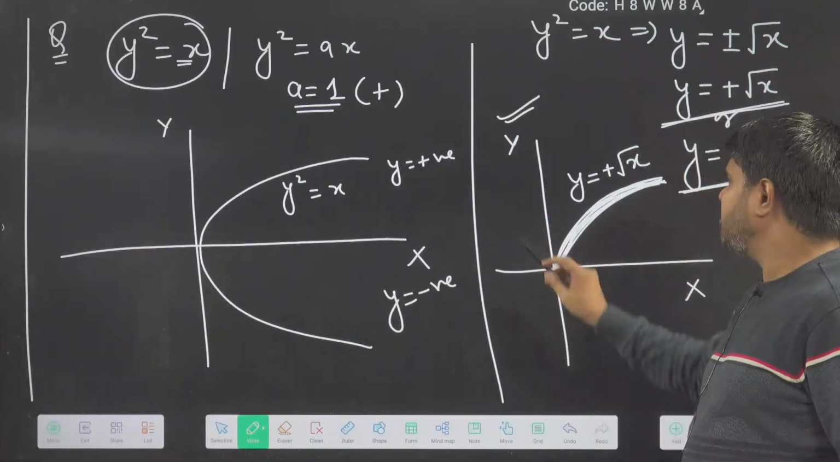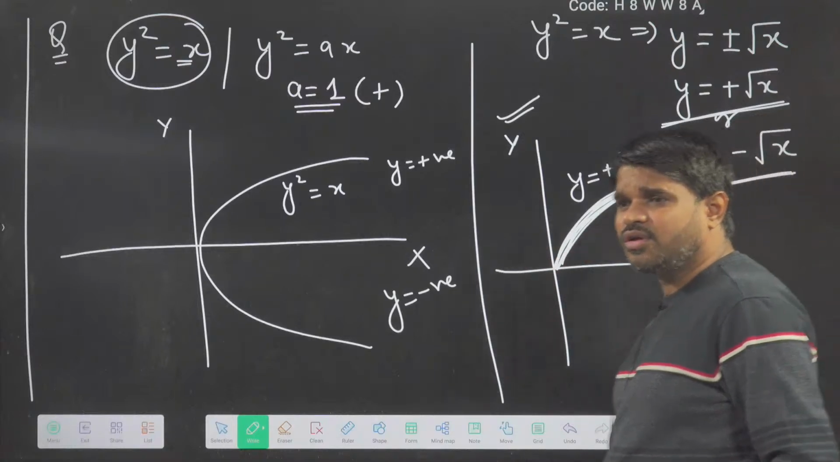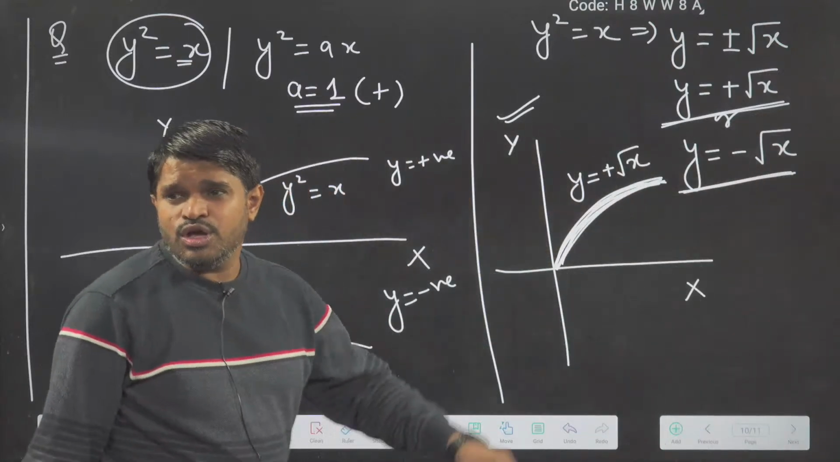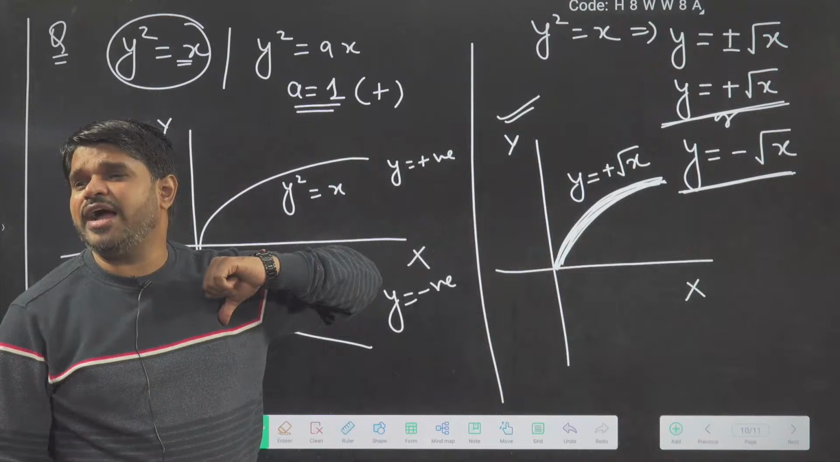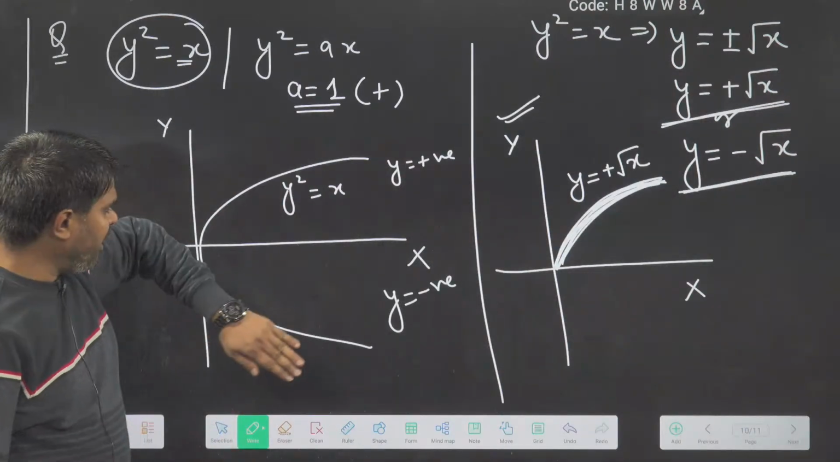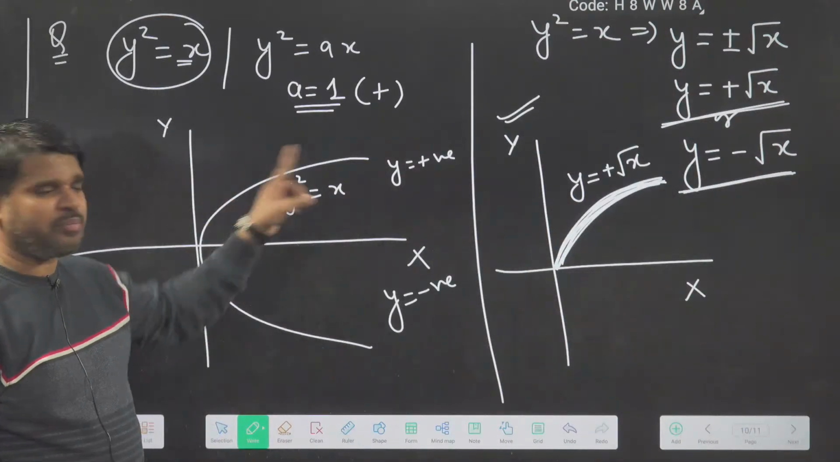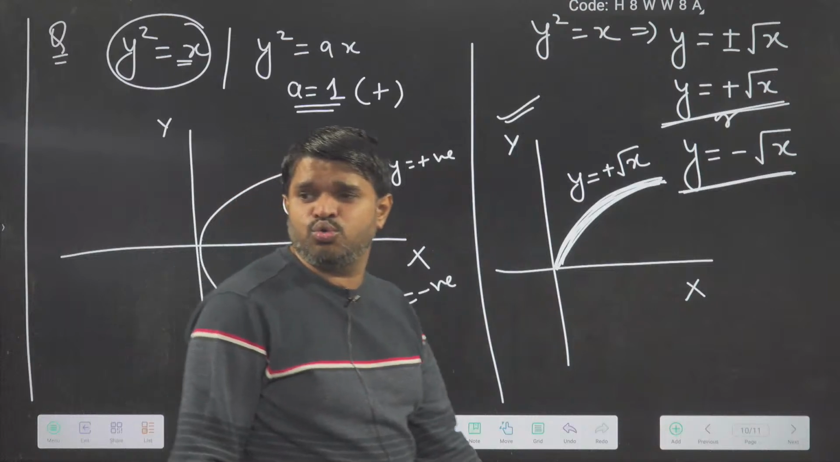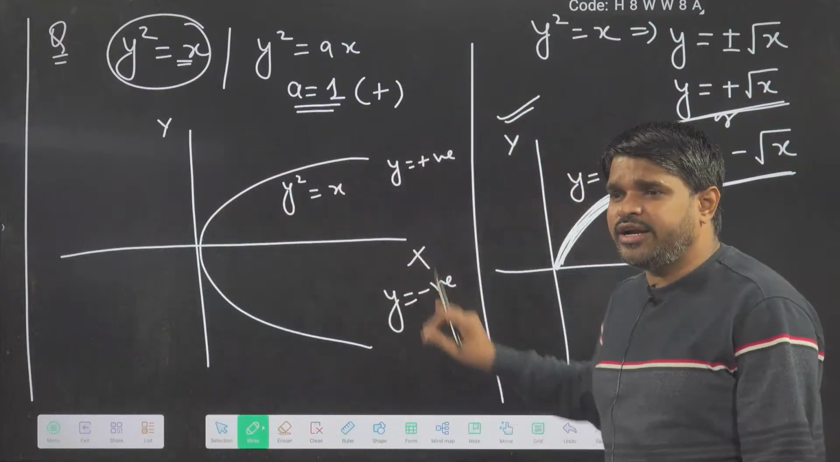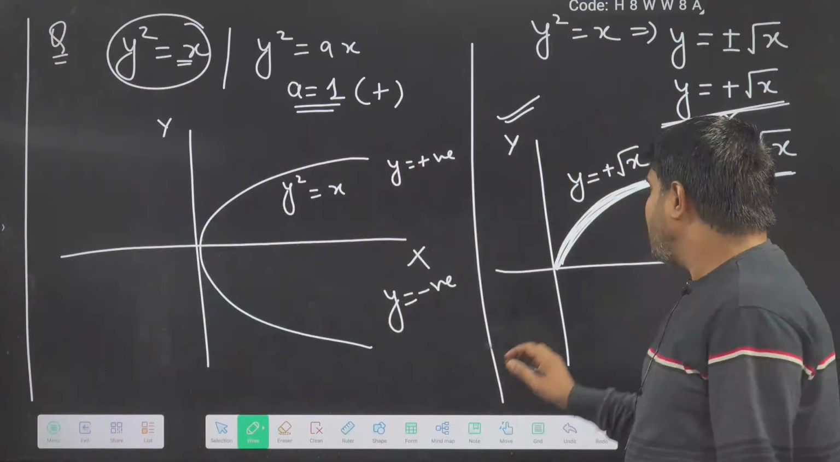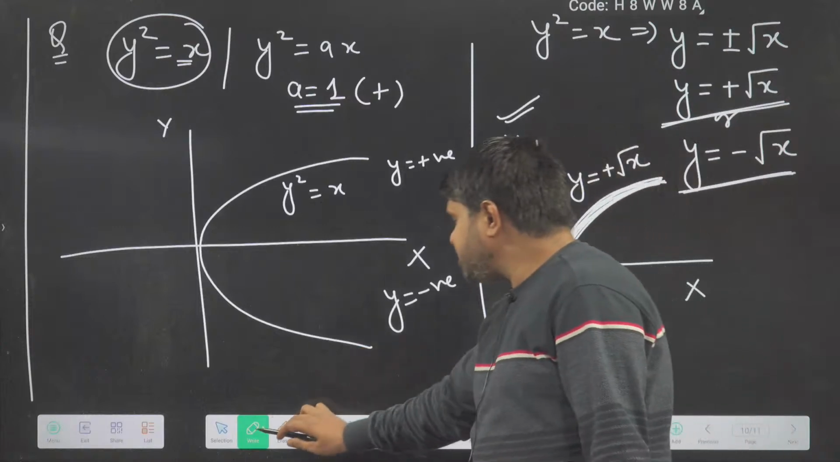Not required, that one. So write this graph. This is the graph of y equals root x. Okay. So if I don't take this lower half, this represents the graph of y equals root x. Got it?